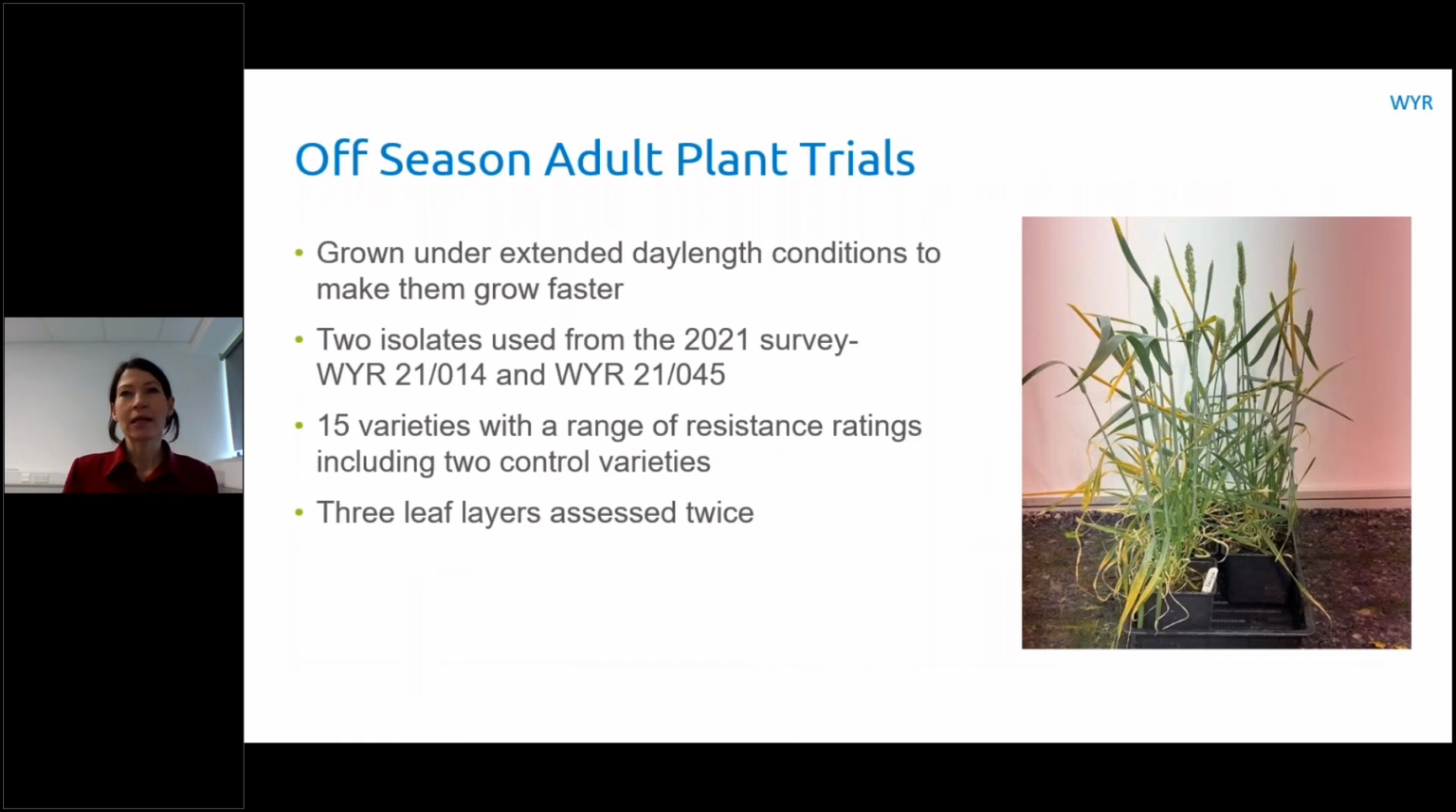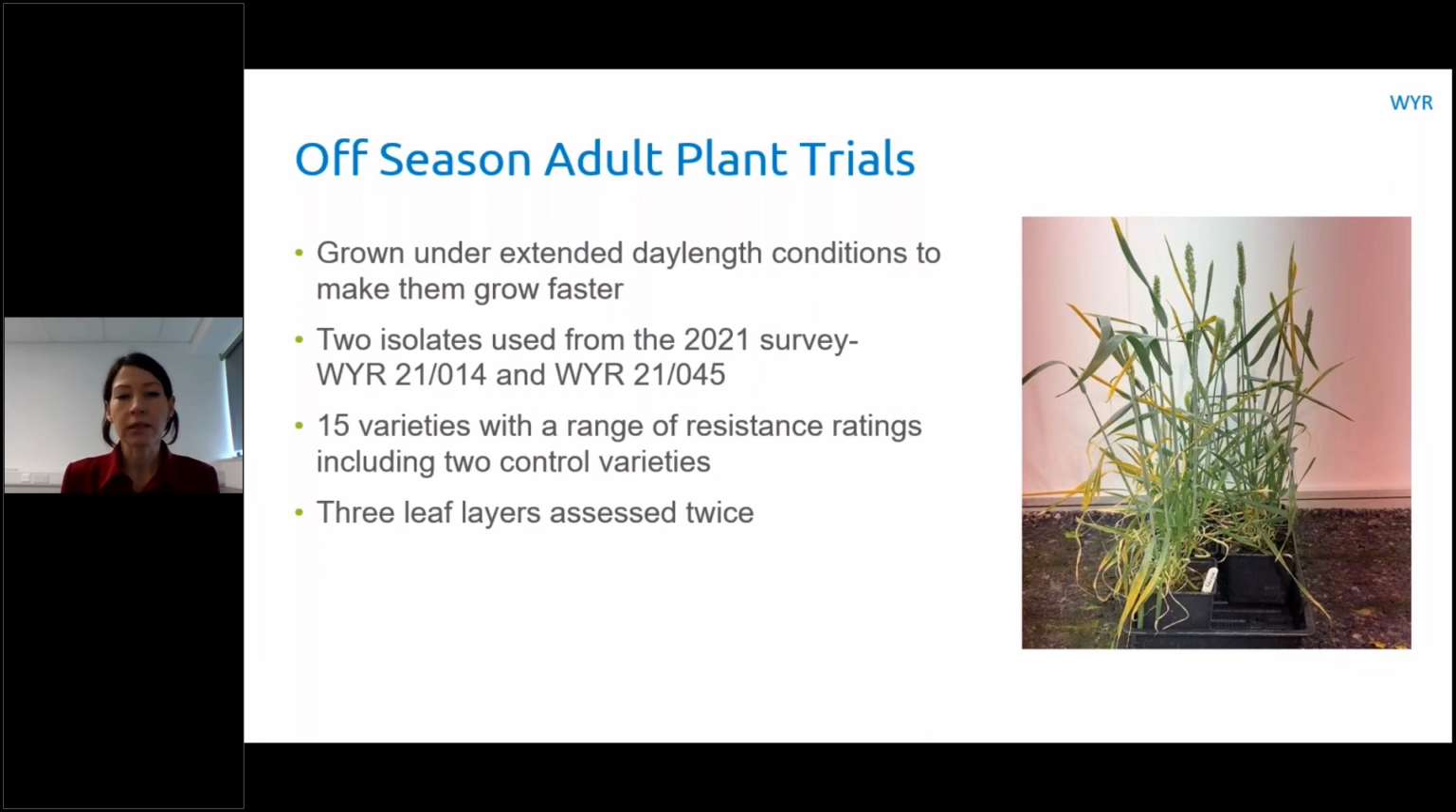So as well as our field trials, we wanted to see if we could produce those results for you sooner. Can we do it in controlled environmental conditions instead of waiting for the field trials, which are quite lengthy? You drill them in the autumn, you have to inoculate them in the spring, and then wait for the summer to start scoring them. Can we do it in our glass houses? So we had a go, and these were grown under what we're calling extended day length conditions to really speed them up and rattle them through those growth stages.